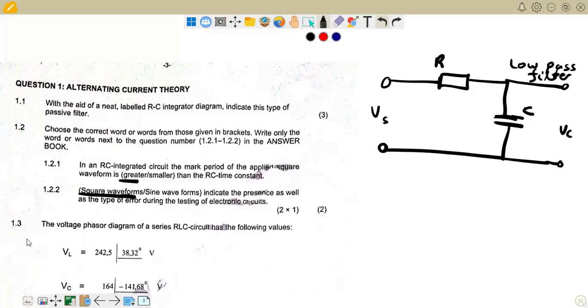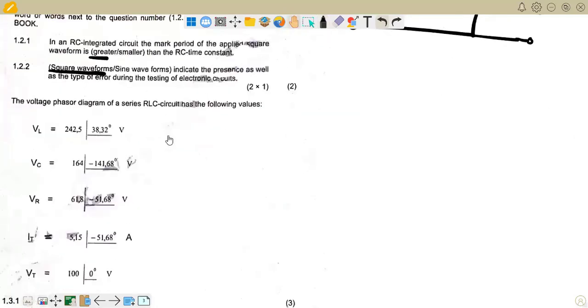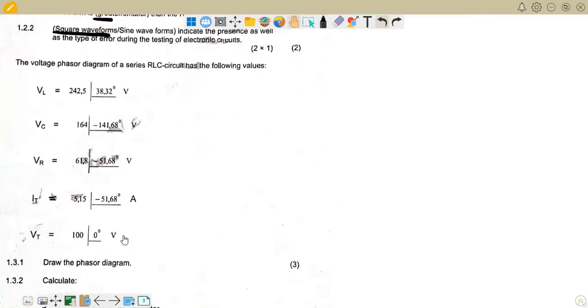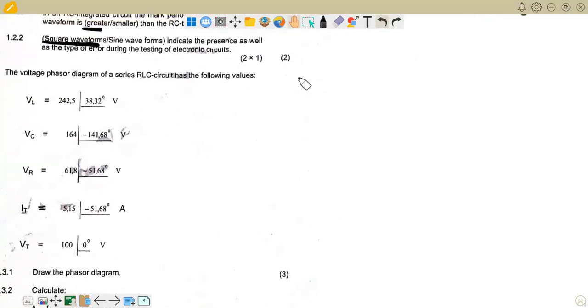So let's quickly go again to question 1.3. It says the voltage phasor diagram of a series RLC circuit has the following values. So these are the values we have been given. VL has been given there as 242.5 angle of 38.32 volts, and VC, VR, and VT have been given. Now, the question is saying, number one, draw the phasor diagram. That's 1.3.1 there. So let's quickly draw the phasor diagram from the given information.